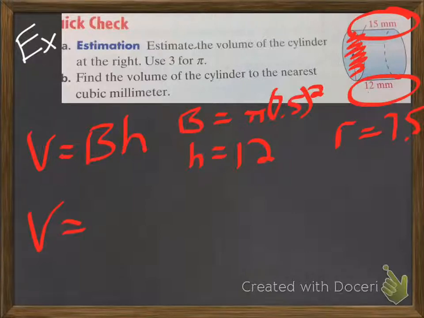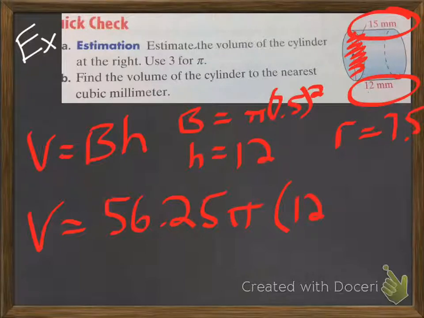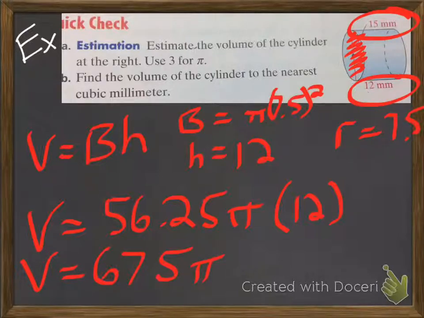So V equals B, which is 56.25 pi, times 12, the height. Don't worry about the pi yet. Go ahead and multiply the 12 times 56.25. V equals 675 pi.